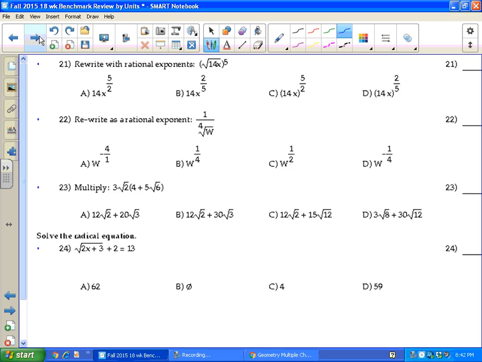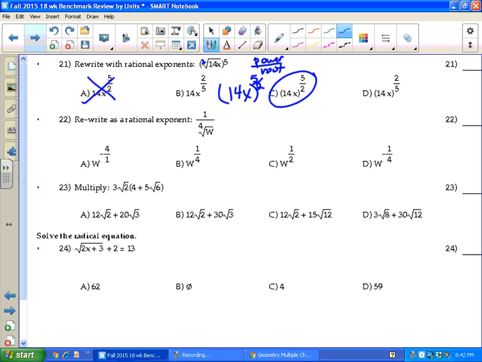All right, rewrite the expression with exponents. Okay, this is understood to be a second root. Remember, it's power over root. All right, 14 and x are both in there, so I'm going to keep those parentheses. Power is the fifth power over the second root, so over a 2, and that matches C. I have to have my parentheses. That's what makes this one not be correct.